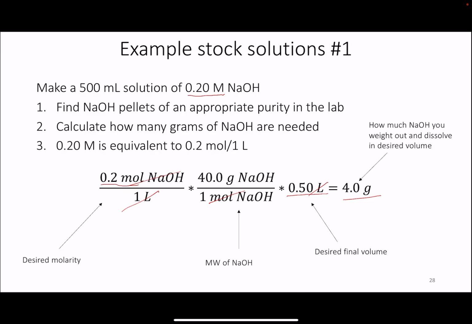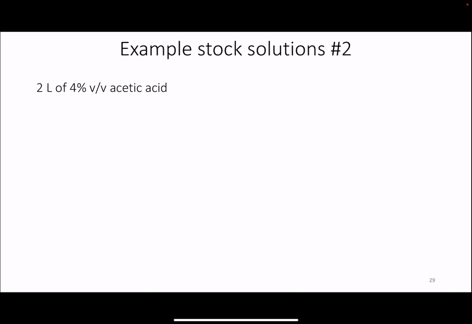You would put it in a 500 mL volumetric flask, and you would slowly add water until that was completely dissolved, and then you would add water up to the line. And at the end, you would have 500 mL of a 0.2 molar sodium hydroxide solution.